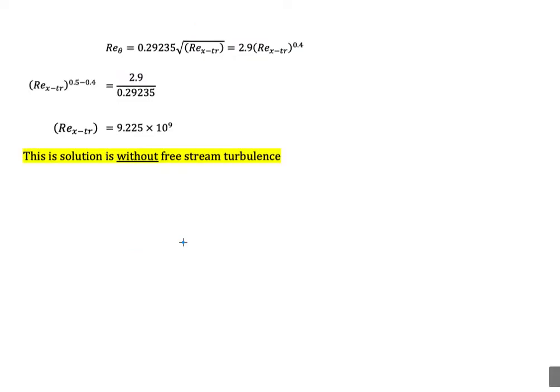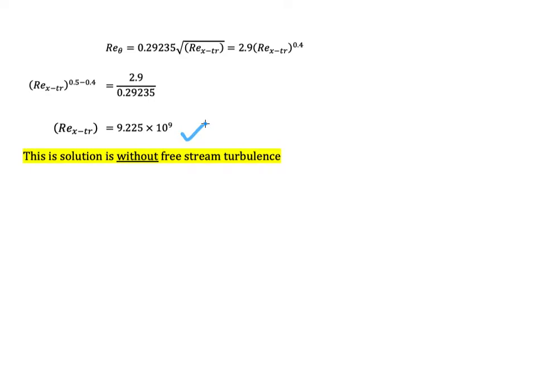And then we calculate by using the idea of Michel, and we could estimate that the Reynolds number transition occurs at 9.225 times 10 to the power of 9. Okay, so this is the solution. This solution is actually without a free stream turbulence.